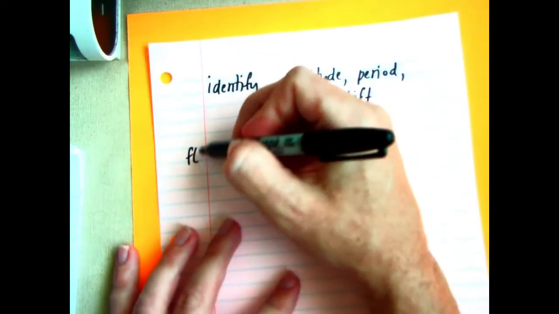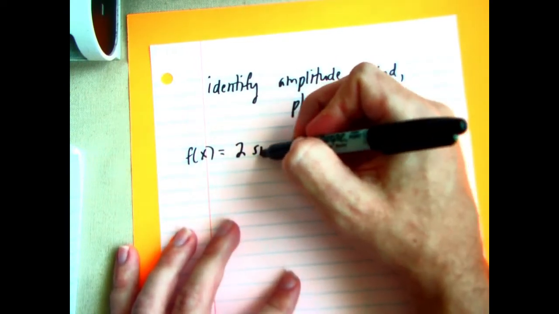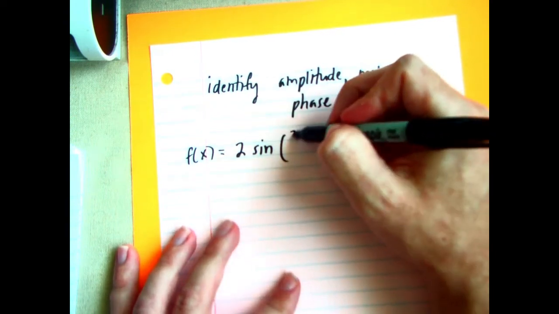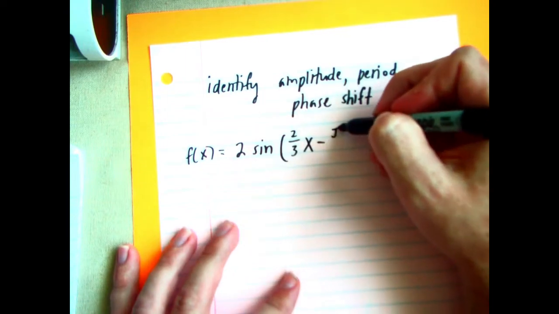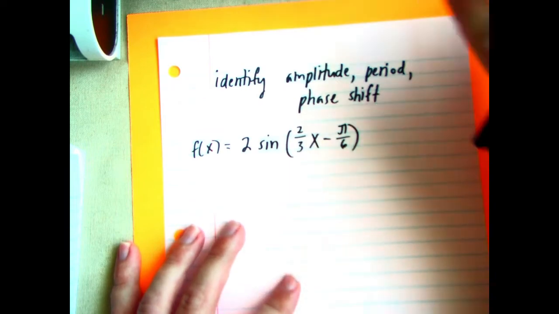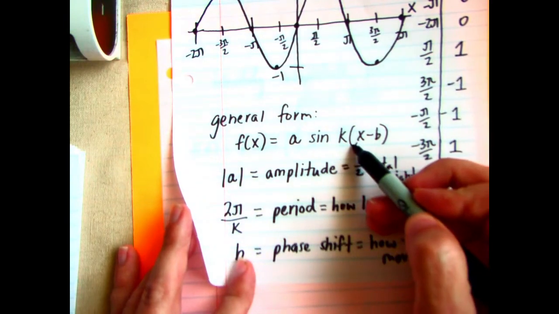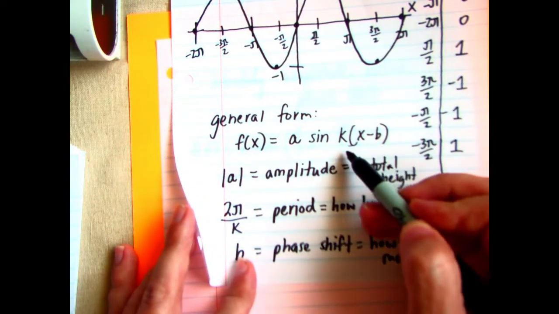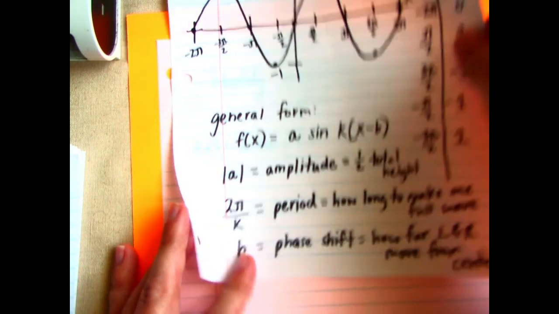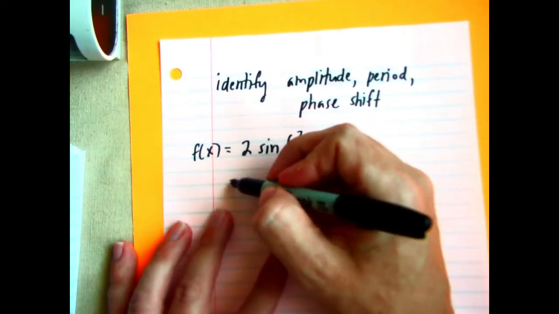For this one, I want you to identify the amplitude, period, and phase shift. So the original graph is f of x equals 2 sine parentheses 2/3 x minus pi over 6. So I intentionally wrote it like this with everything in the parentheses for a reason. Sometimes it's going to be written a little different like this. In our very beginning, k was outside of the parentheses. So you may have to do that as a pre-step.